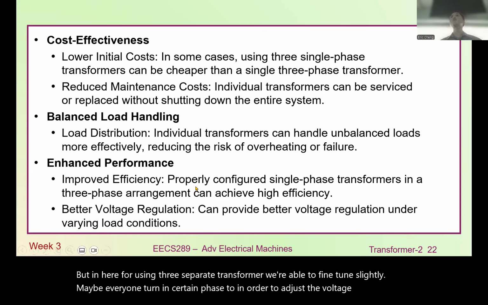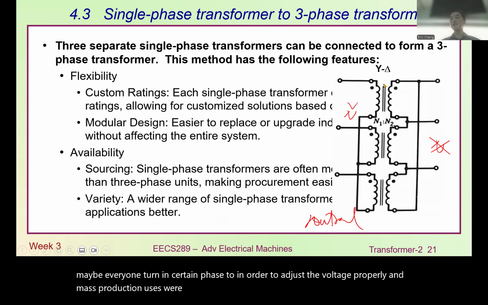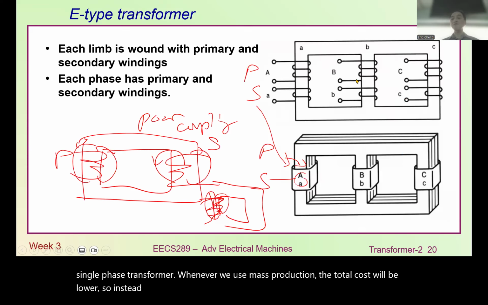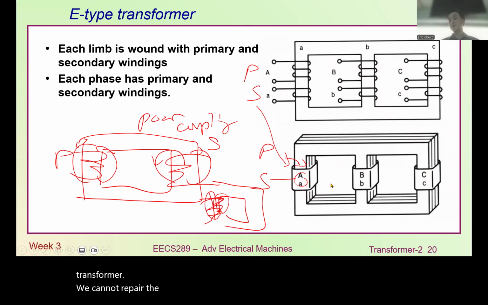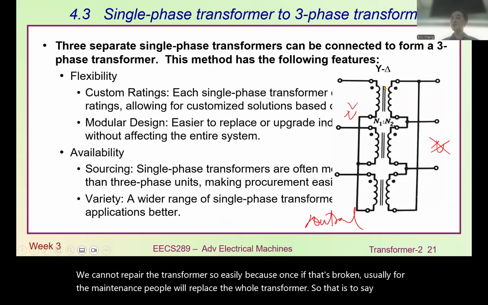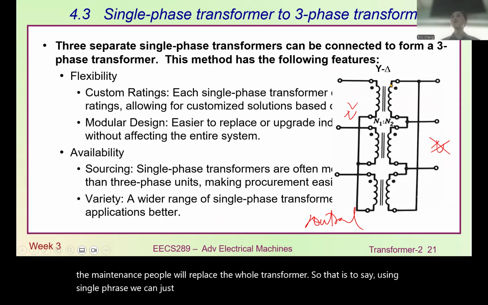And mass production usually will be cheaper. Here we can mass produce three single-phase transformers, and whenever we use mass production, the total cost will be lower. Instead of making a large three-phase transformer as a whole, we cannot repair it so easily, because if it's broken, usually the maintenance people replace the whole transformer. So using single phase, we can just replace one third of the unit. That would be much lower cost in the long run.